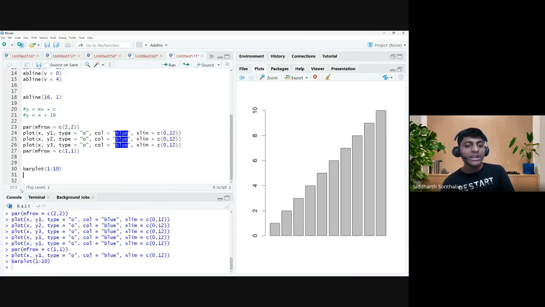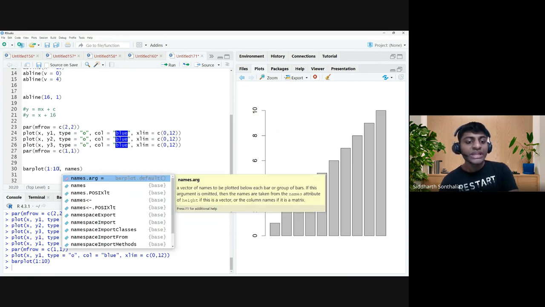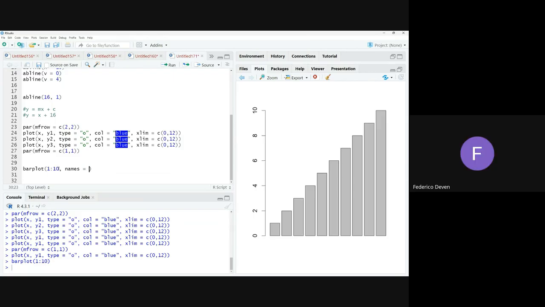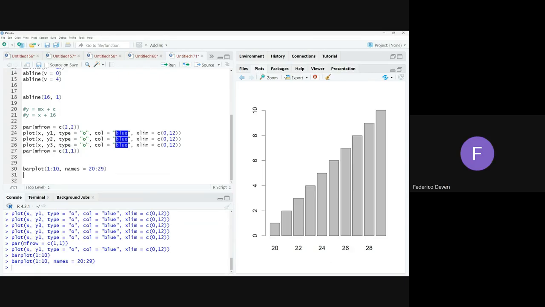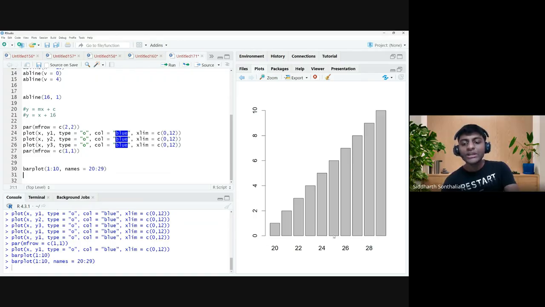That is something provided using the names argument. So there is a names argument here. For example, for this 1 to 10, I want the labels for the x-axis to be something like 20 to 29. So it will provide the labels here.